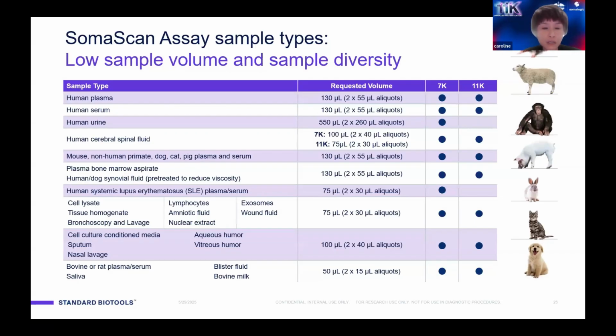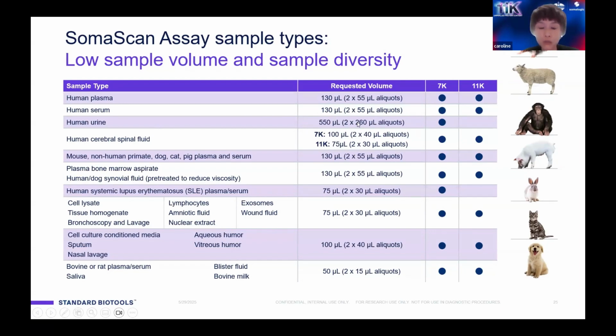In terms of the types of samples that can be run on the SomaScan assay, although it has been heavily validated using human plasma and serum, over the past 20 years in our lab in Boulder we have actually run multiple different sample types on top of human plasma and serum. Human urine and CSF are commonly run samples in our lab. The assay also works for mouse and non-human primate plasma and serum materials, cell lysate, tissue homogenates, and cell culture conditioned medium, etc. And the requested volume for each of these different sample types is indicated in this table here.